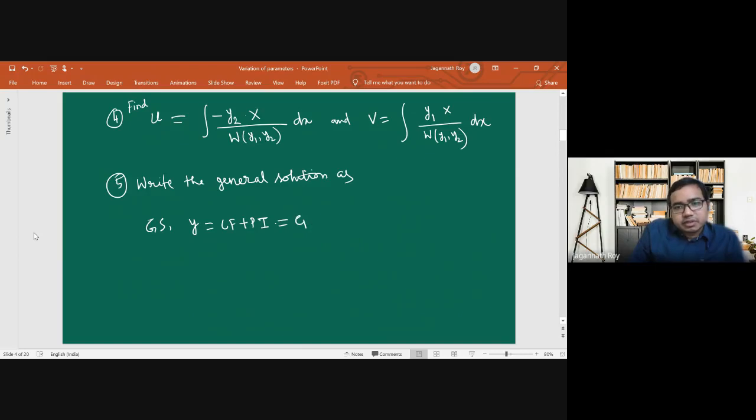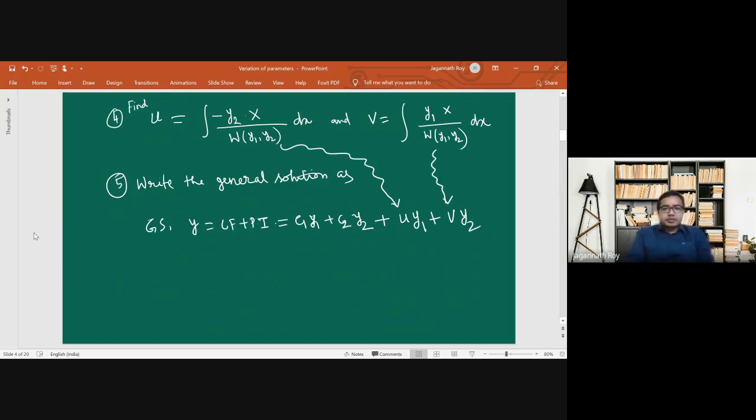Okay, so CF was c1 into y1 plus c2 into y2, plus u is this one, u into y1 plus v into y2. Note that we'll get this u from here and v from these integrations. So this will be our final answer. How this u and v come into the picture, we'll discuss sometime later.